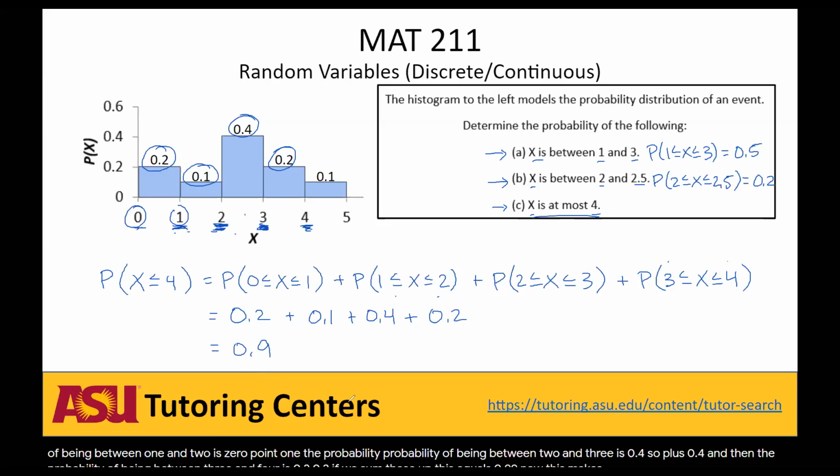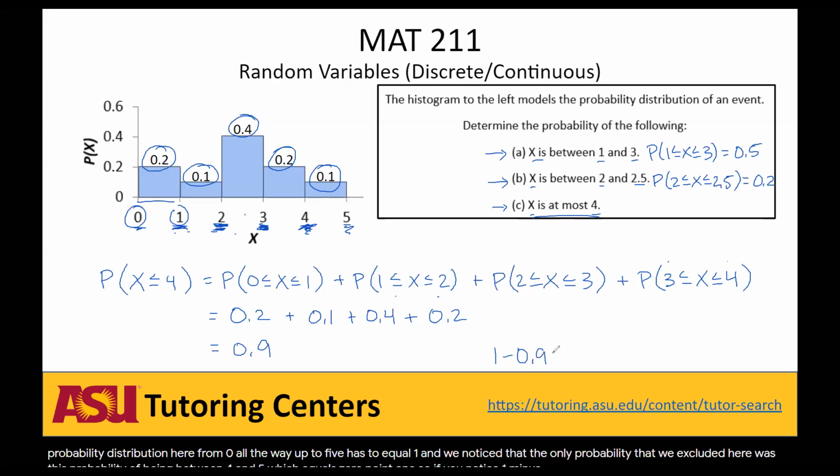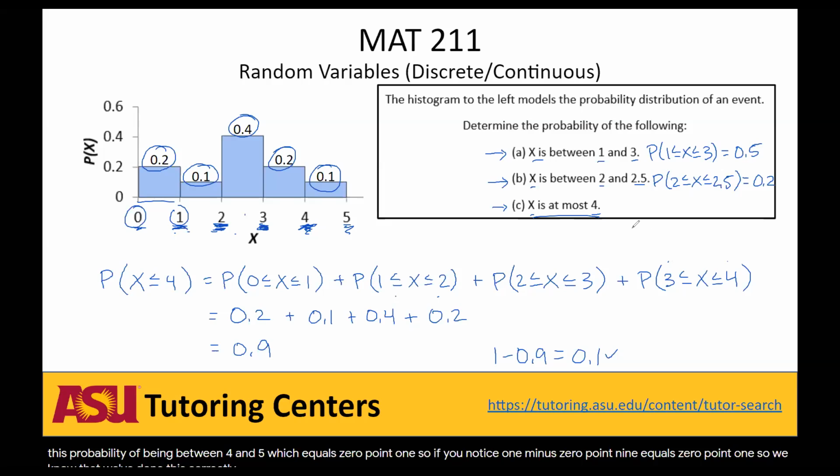Now this makes sense because our whole probability distribution here from 0 all the way up to 5 has to equal 1. And we noticed that the only probability that we excluded here was the probability of being between 4 and 5, which equals 0.1. So if you notice, 1 minus 0.9 equals 0.1. So we know that we've done this correctly. Therefore, the probability that x is less than or equal to 4 is equal to 0.9. And these are our answers.